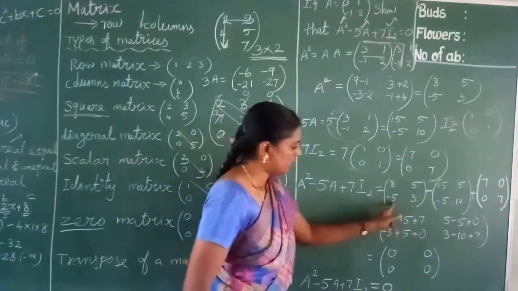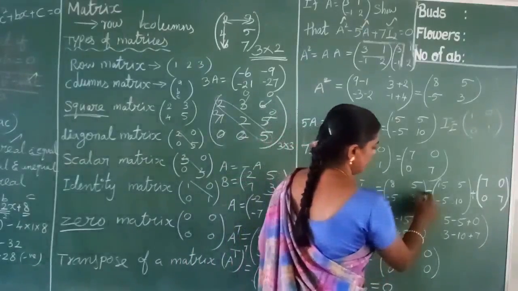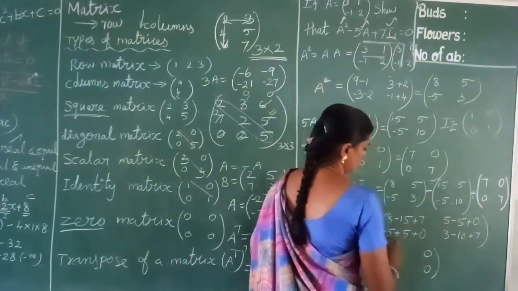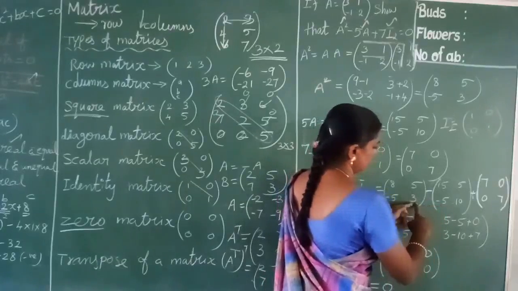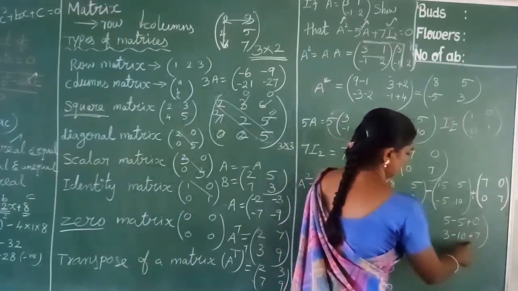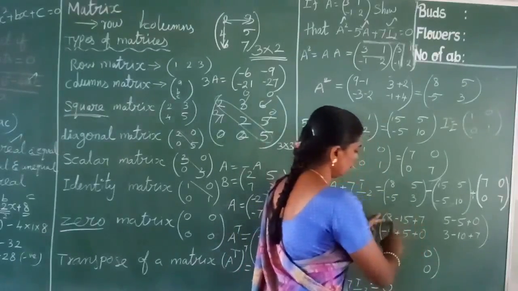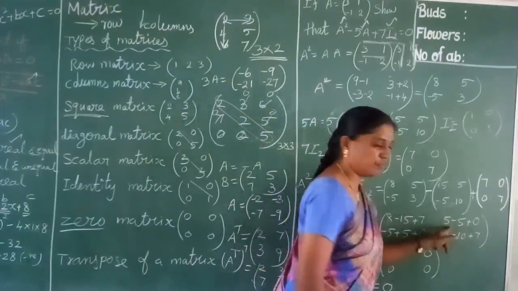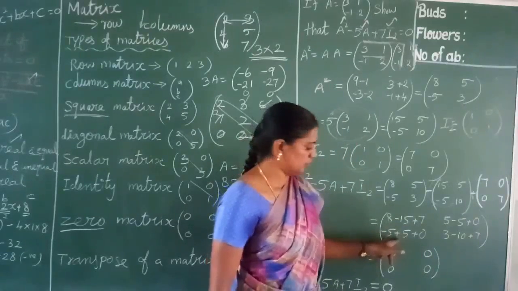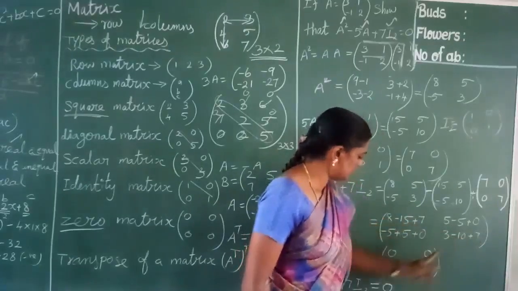Next, the second row and first column: minus 5, here minus into minus is plus 5, and plus 0. Next, second row, second column: first value is 3, here minus 10, plus 7. At last you simplify. 8 plus 7 is 15, 15 minus 15 is 0. Here 5 minus 5 is 0, 0 plus 0 is 0. Next, minus 5 plus 5 is 0. Next, 3 plus 7 is 10, 10 minus 10 is 0.